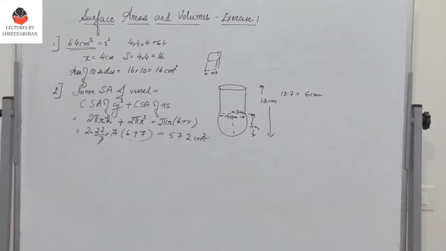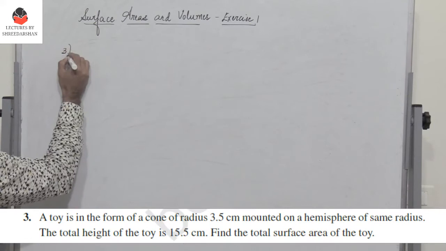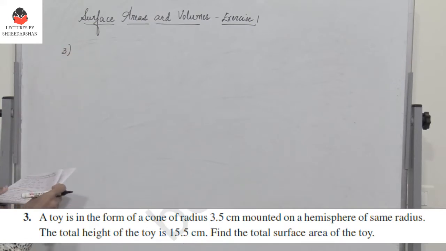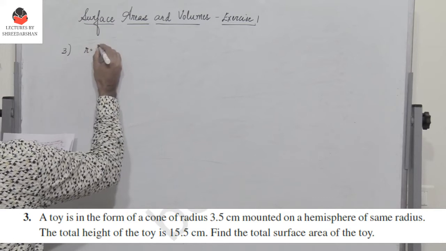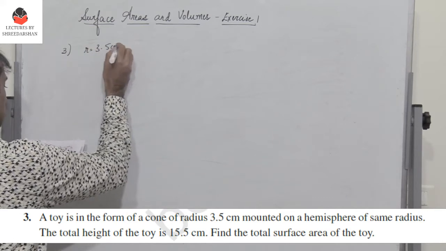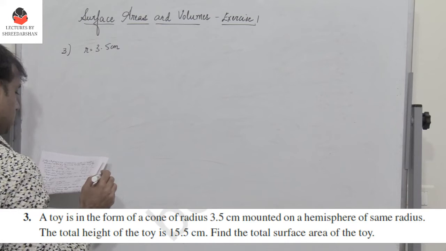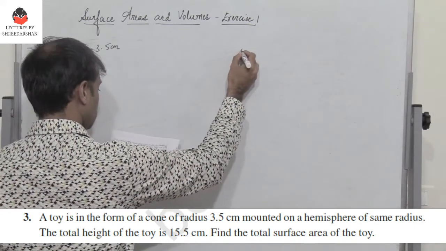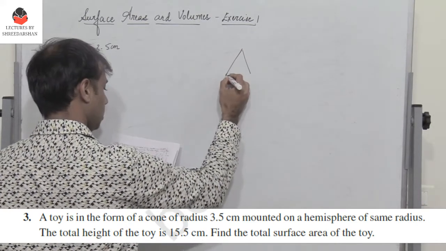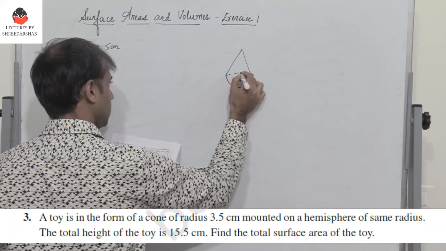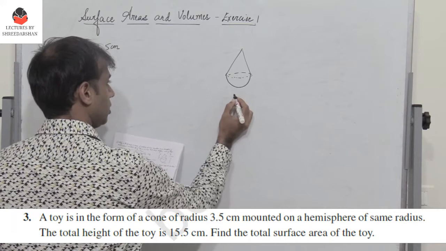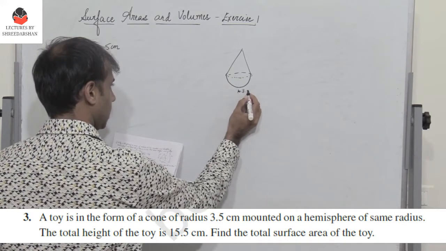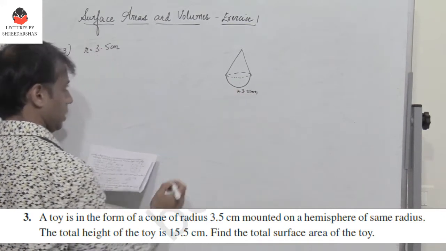A very simple problem. Problem 3 states that a toy is in the form of a cone of radius 3.5 centimeters, which is mounted on a hemisphere of the same radius. The total height of the toy is 15.5 centimeters. Find the total surface area of the toy. So here the radius is 3.5 centimeters, which has been given.